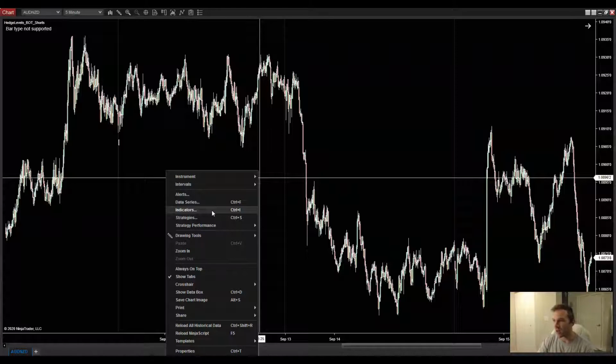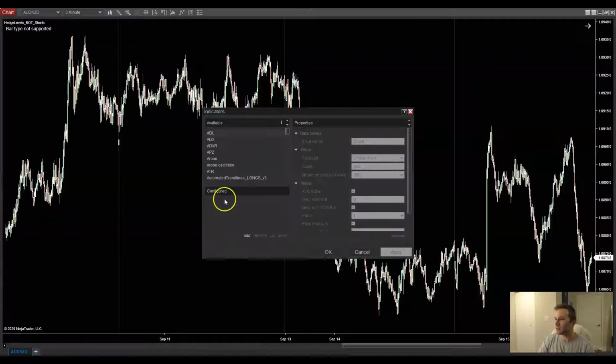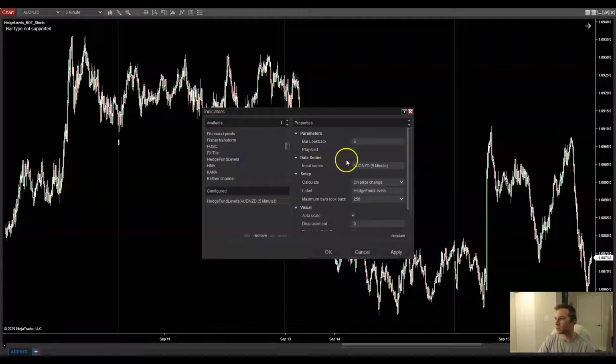So I'm going to go over just the 5-minute for now and show you how I took my entry and what I did to analyze it. So when we go into here, we go to indicators, and from there we scroll down to hedge fund levels. I want you guys to look for hedge fund levels when you're opening up yours, okay?